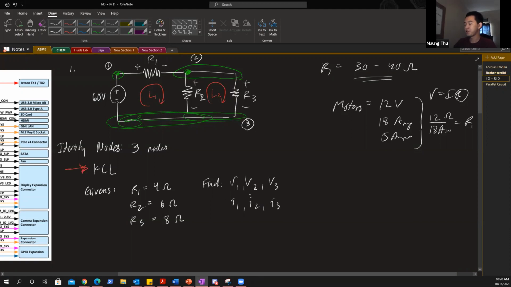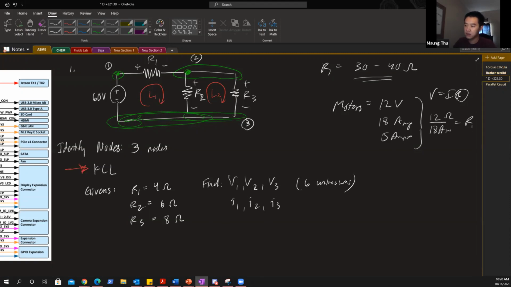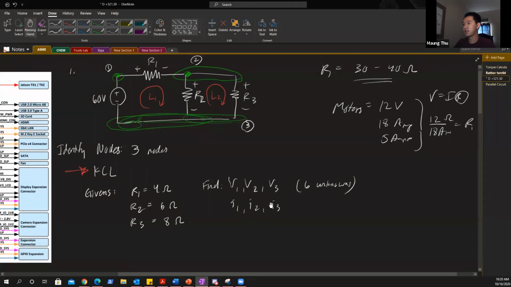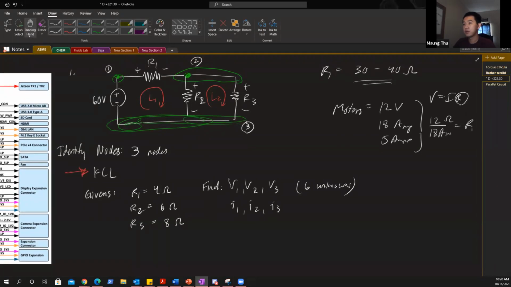All right. So that means we have what? 6 unknowns. So that means we need to basically pump out 6 equations to solve all of these variables. Okay, so that's a key here. We need 6 equations. That's a lot, right? And it is. So let's see if we can do it.